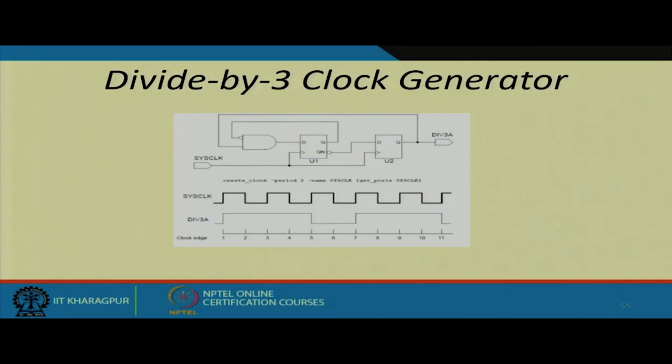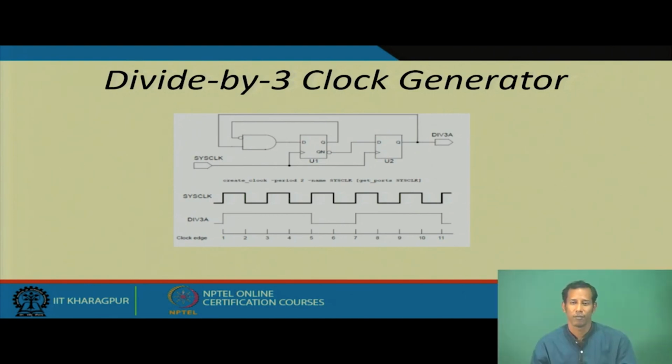So, we can generate the divide by 2 clock very easily by connecting the Q bar pin to the input port of a single register, which is a very easy circuit to generate a divide by 2 clock. By that configuration we can very easily generate divide by 2, 4, 6, 8, that is, a power of 2 divide clock generator.